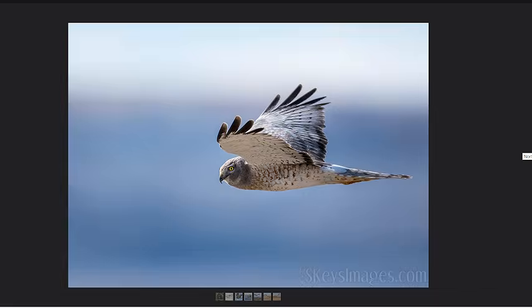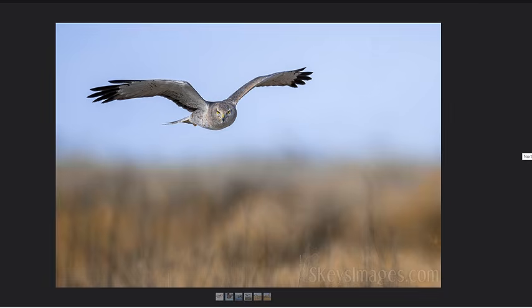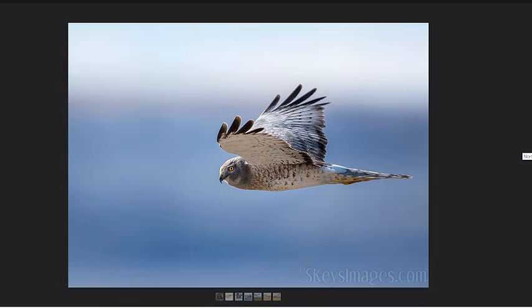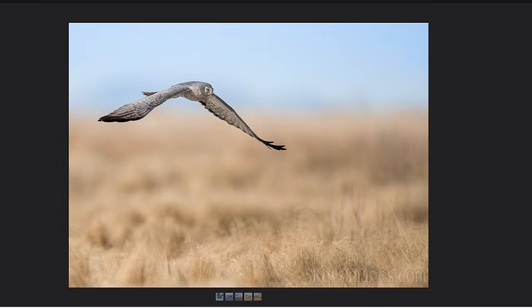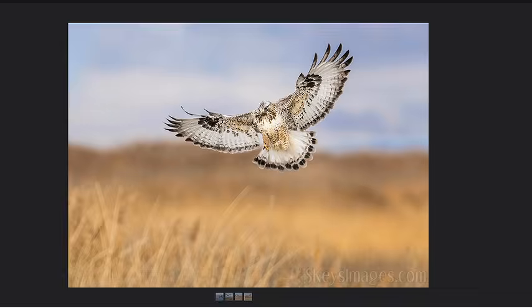Then I got into the marsh where he was hunting. So the previous picture, I'm on one side of him. And on this picture, same bird, I'm now on the other side. So the road is to my right, and he is flying in between me and the road. And you can see where the sun's hitting him on the frontlit side. And then the same thing here. I was able to get the light on the other side.